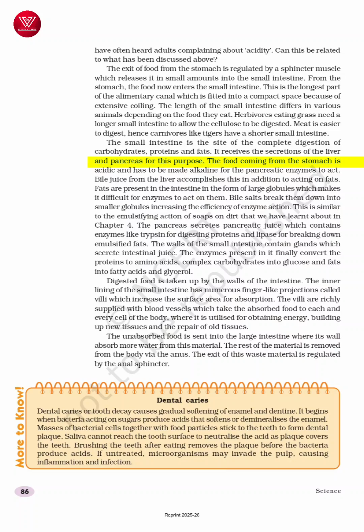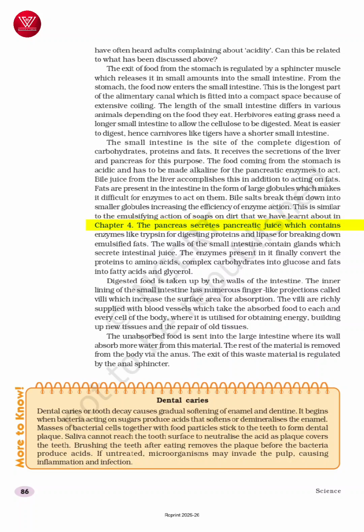The food coming from the stomach is acidic and has to be made alkaline for the pancreatic enzymes to act. Bile juice from the liver accomplishes this in addition to acting on fats. Fats are present in the intestine in the form of large globules, which makes it difficult for enzymes to act on them. Bile salts break them down into smaller globules, increasing the efficiency of enzyme action. This is similar to the emulsifying action of soaps on dirt that we have learnt about in chapter 4.